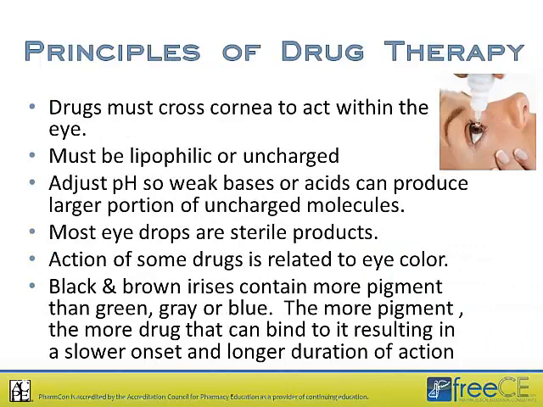Let's talk a little bit about the principles of drug therapy. Drugs must cross the cornea to act within the eye. They must be lipophilic or uncharged, and we need to adjust the pH so weak bases or weak acids can produce a larger portion of uncharged or unionized molecules. Most eye drops are sterile products, and the action of some drugs is related to eye color. Black and brown irises contain more pigment than the green or gray or blue irises do. Therefore, the more pigment contained in the iris, the darker the iris, the more drug can bind to it, and it results in a slower onset of action and a longer duration of action. So even the iris color has a lot to do with drug therapy.